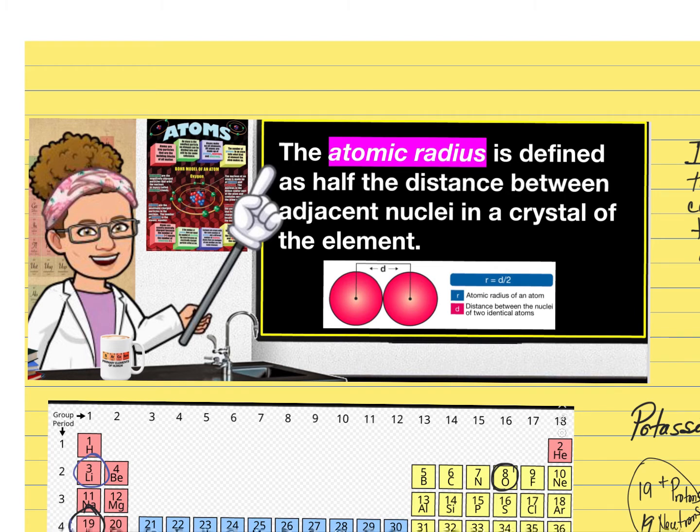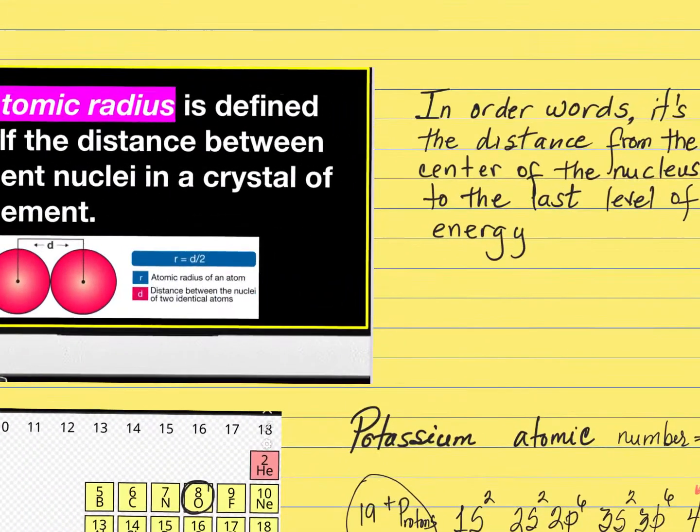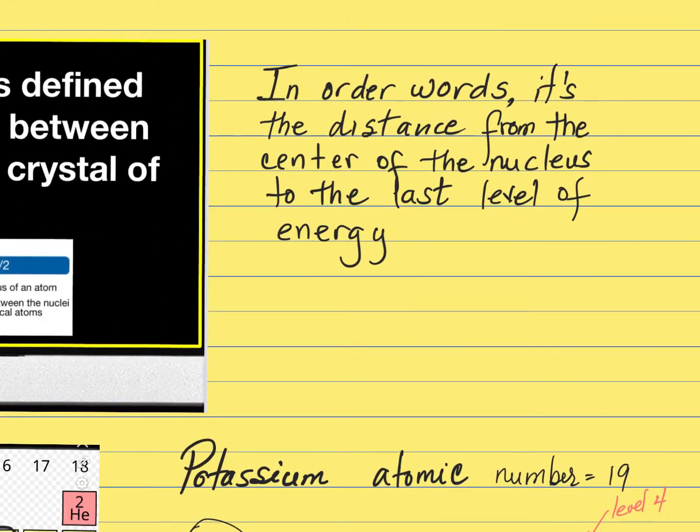And as you can see over here, it is defined as half the distance between the adjacent nuclei in a crystal of the element. Do you understand that? I don't understand that. That's why over here I put another definition so you can understand this concept better. In other words, what is the atomic radius? It is the distance from the center of the nucleus of an atom all the way to the boundary of the electron cloud, all the way through the last level of energy in there.